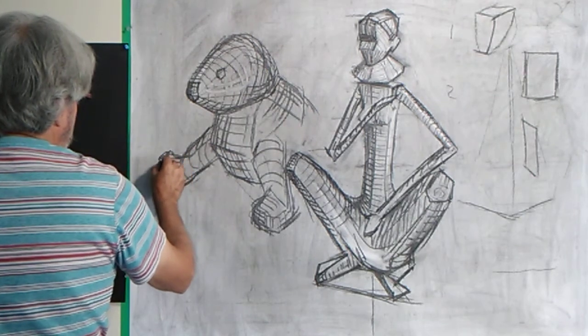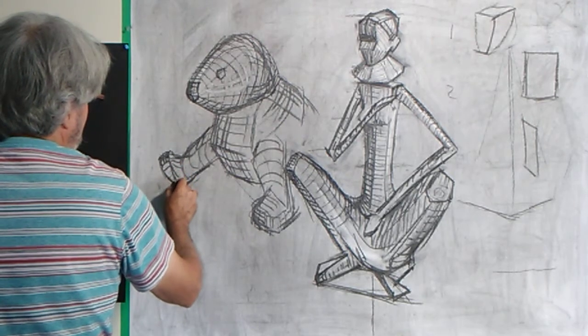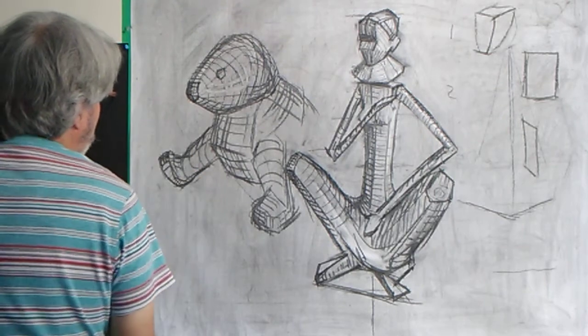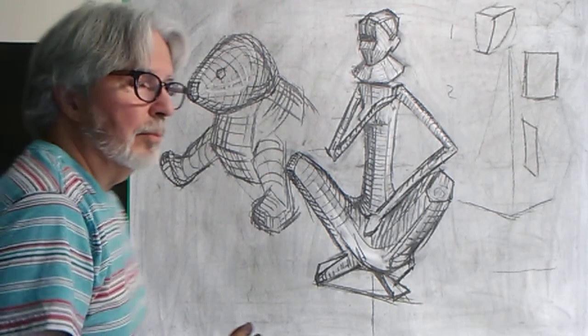The turn of this foot's going this way. This is further away, darker, regardless if it is darker or not. This is further away, lighter, darker. Okay? So that's our sense for our planes and plane breaks.